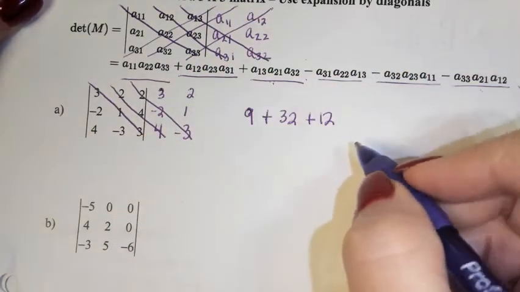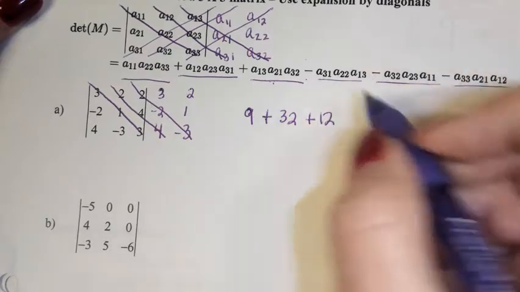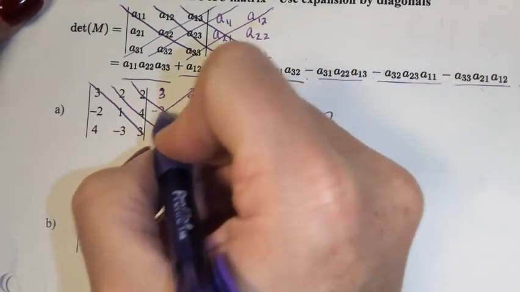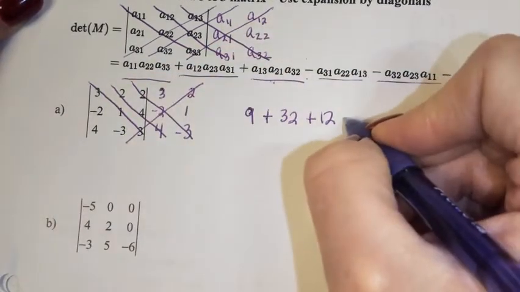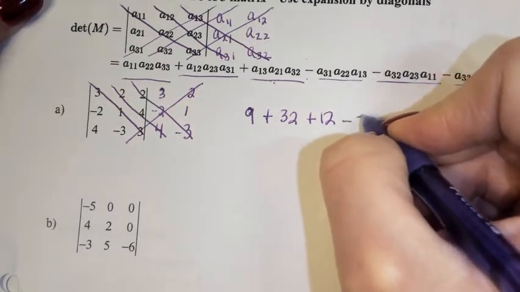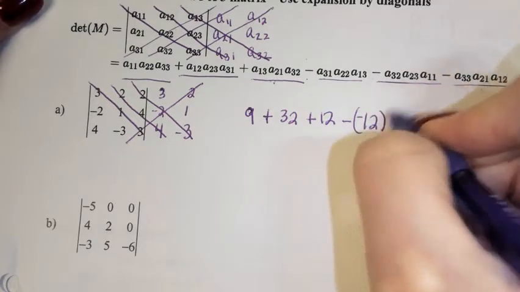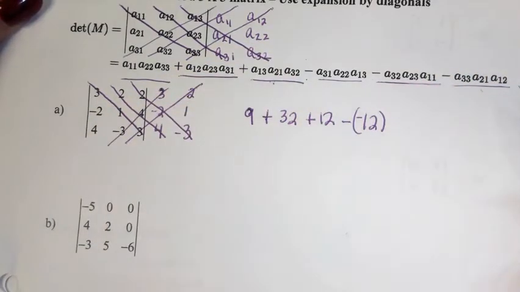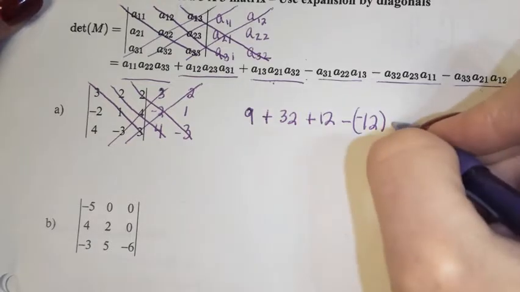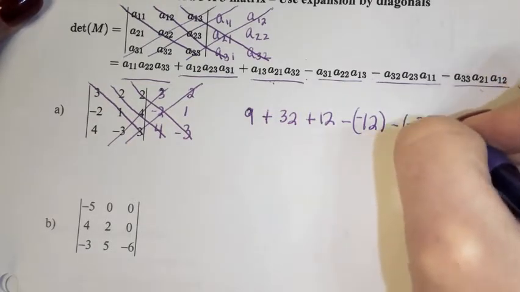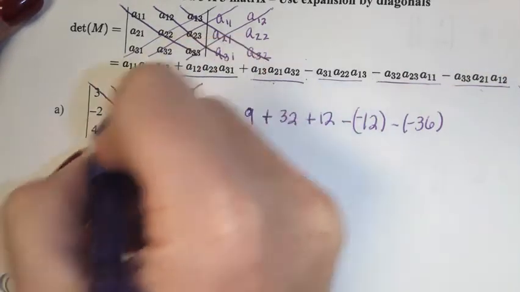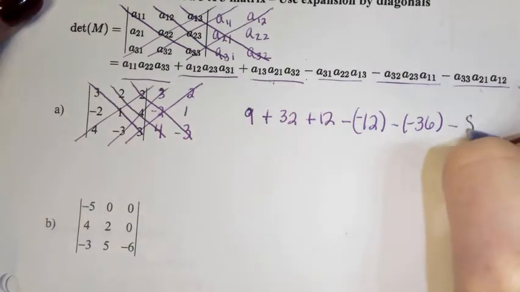When we go backwards now, we're going to be subtracting all of these. Each one of these has to get subtracted, so we've got to be careful with this. So we're going to do minus, and then that's going to be a -12. Put that in parentheses. Then we're going to have minus, and that's going to be a -36. And on the last one, that's going to be -8.